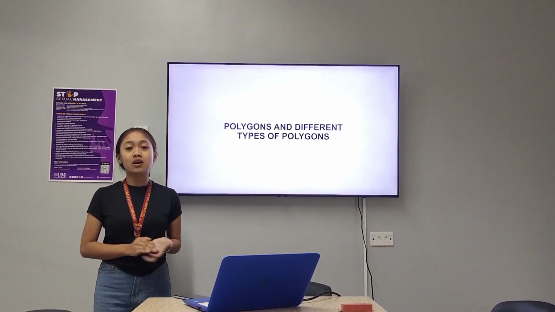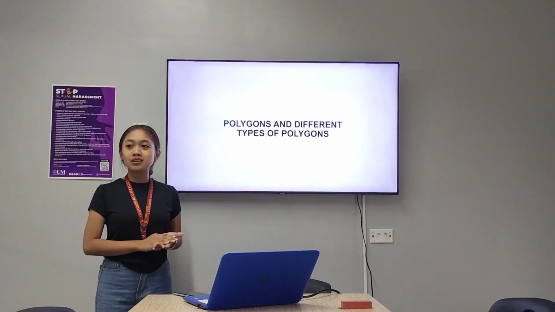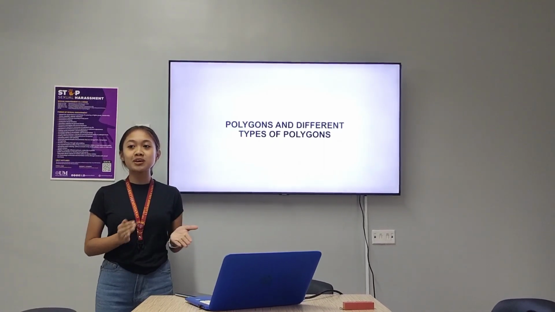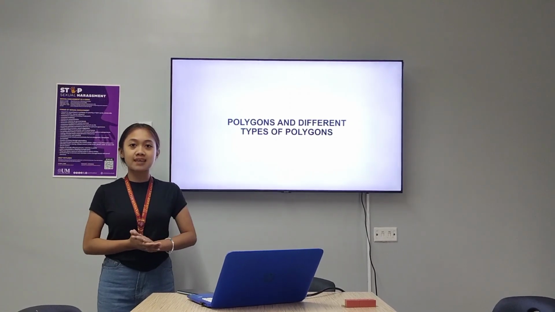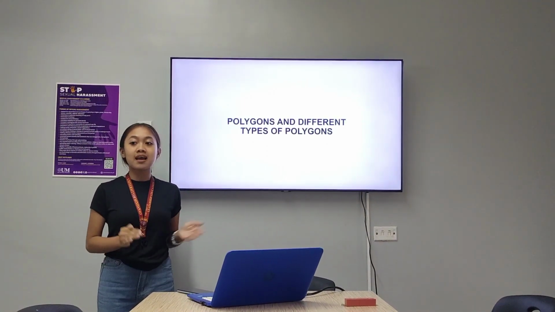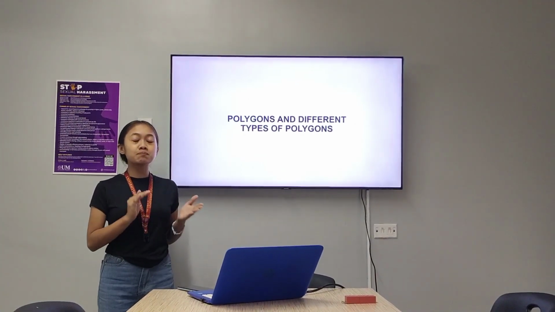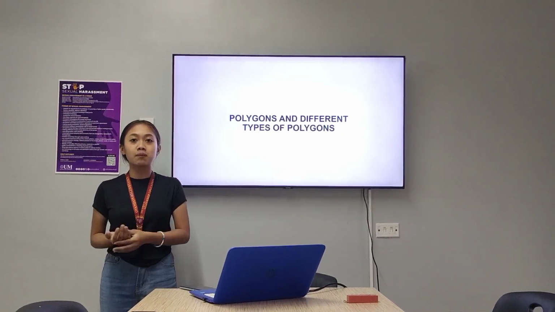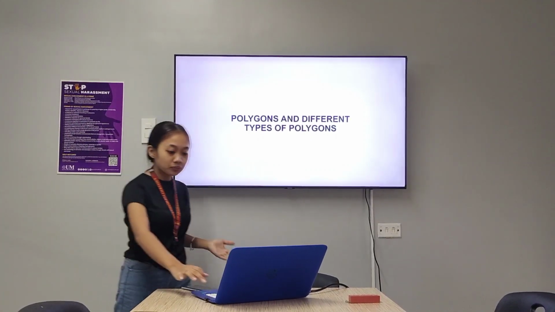So let us define what a polygon is. In geometry, a polygon can be defined as a flat or plane, two-dimensional closed shape bounded with straight sides. A polygon doesn't have curved sides and is not an open shape. If a shape has a curved side or is an open shape, then it is not considered a polygon.